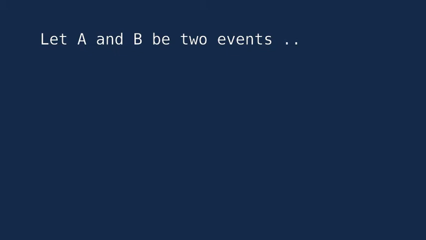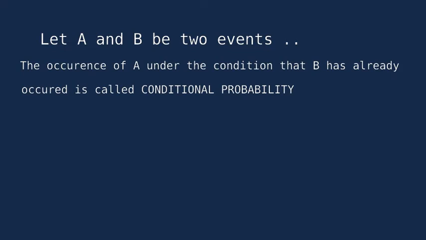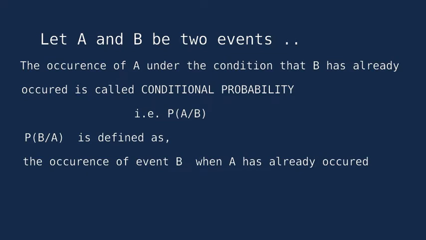Then, the occurrence of A under the condition that B has already occurred is called conditional probability, and it is denoted by P of A bar B, which is read as P of A given B. Similarly, P of B given A, when P of A is not equal to 0, is defined as the probability of occurrence of event B when A has already occurred.